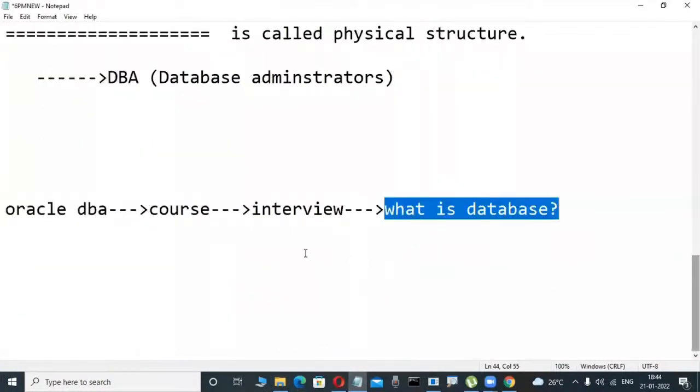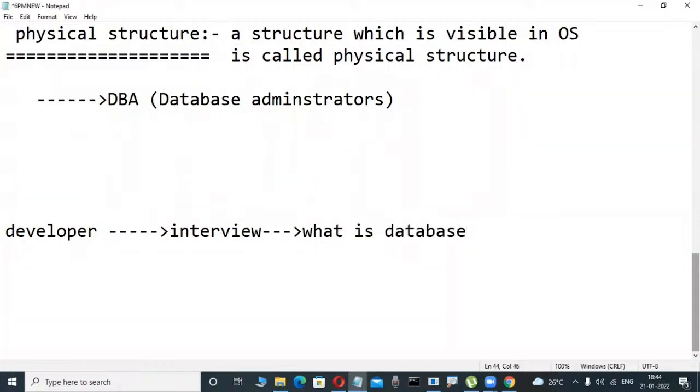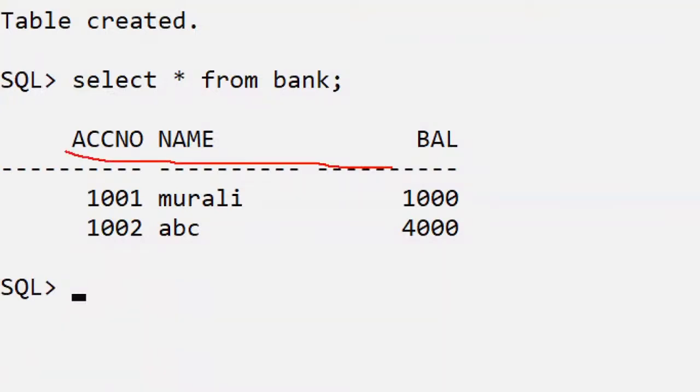Suppose I'm a developer, not an administrator. I'm a Java developer, SQL developer, PL/SQL developer, Python developer, like that. These developers are attending an interview. What is a database? For example, they may not ask, but generally, what is a database? The developers tell the logical structure. What they tell is, it is a place where we can store a structured collection of data. This is a structured collection of data or not?